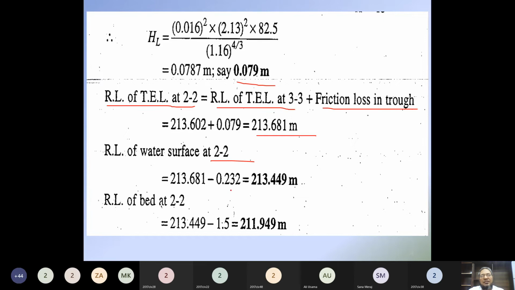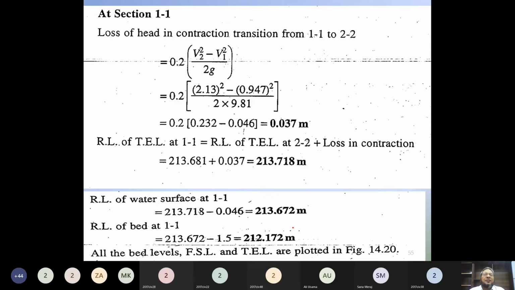And once we know the total energy line, then we can compute the water surface level at section 2-2. How can we compute the water surface level? If I know the total energy line, then minus the velocity head, this would be the water surface level. And once we know the water surface level, how can we compute the bed level? The water surface level minus the depth of flow, we have to subtract, then we can compute the bed level at section 2-2. It means now we have designed the bed levels at section 3-3 and section 2-2, and now come to section 1-1.